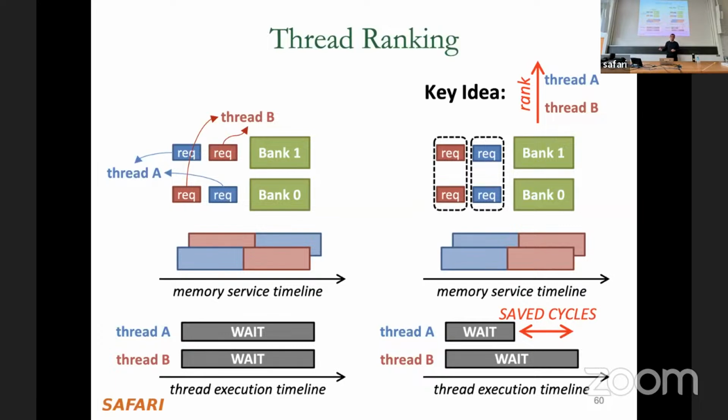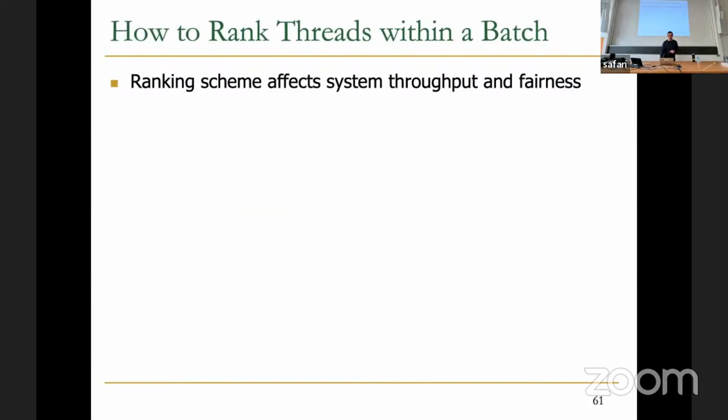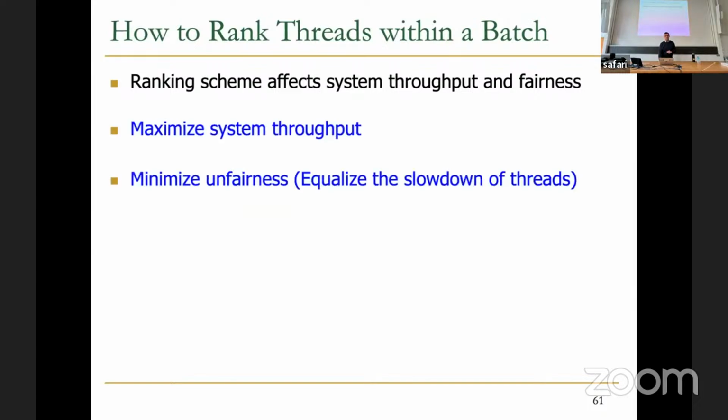It really achieves what we were trying to achieve earlier. So we want to rank. So how do you rank? This affects system throughput and fairness. Ideally, our goal is to maximize system throughput while minimizing unfairness. And still, we're using the definition of equalizing the slowdown of threads for unfairness.